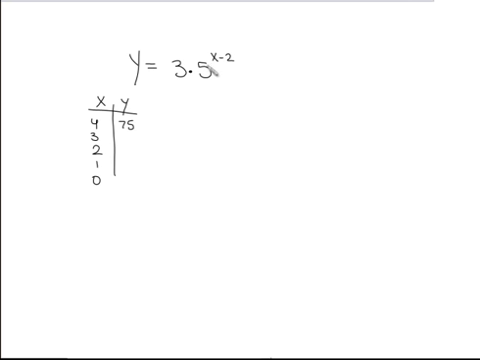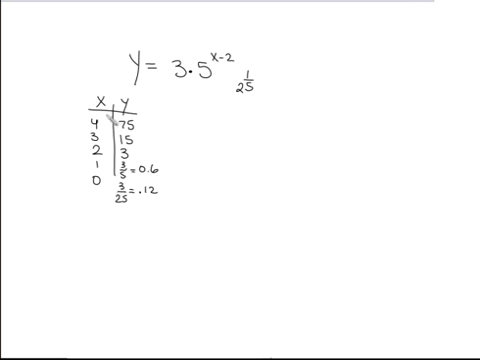3 minus 2 is 1. 5 to the first is 5 times 3 is 15. 2 minus 2 is 0. 5 to the 0 is 1. 1 times 3 is 3. 1 minus 2 is negative 1. 5 to the negative 1 is 1/5 times 3 is 3/5, or 0.6. 0 minus 2 is negative 2. That's 1 over 25 times 3. That's 3 over 25. And so this becomes 3 over 25, or 0.12. And then you would graph this thing.